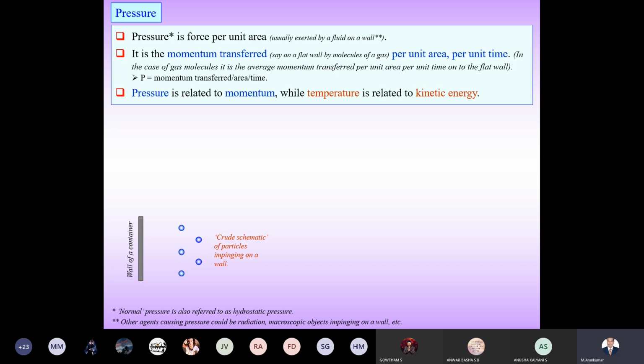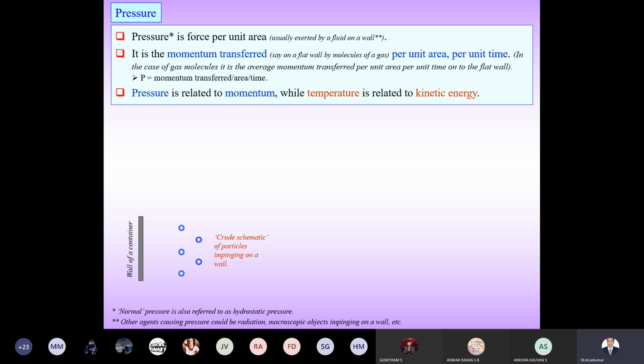So pressure is equal to momentum transfer per area per time. If you increase the area, we can decrease the pressure. If you decrease the area, we can increase the pressure. So there is a relationship of the pressure with the area and time. In general, pressure equals momentum transferred by the molecules in a constant area and constant time, right?